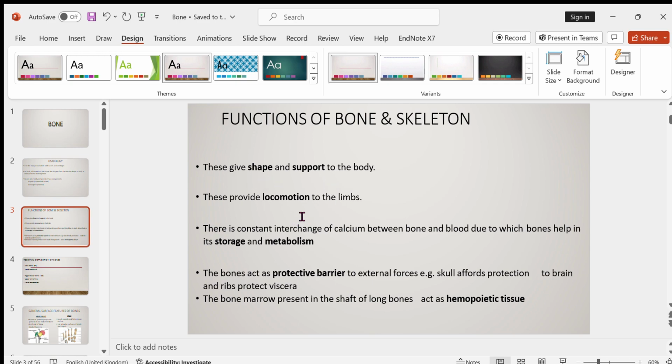They help in movement of the body, also known as locomotion. They store calcium and vitamin D. They provide a protective barrier to various internal organs, like the skull provides protection to the brain and ribs provide protection to the heart and lungs. The bones also have a hematopoietic tissue, that is, they help in blood formation.